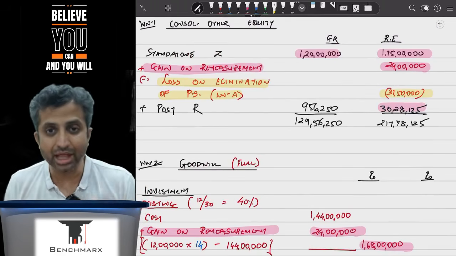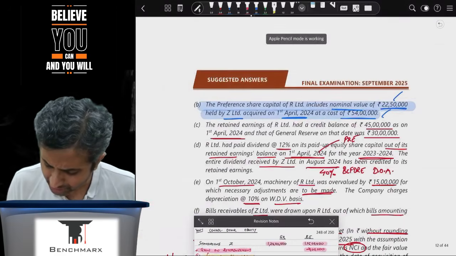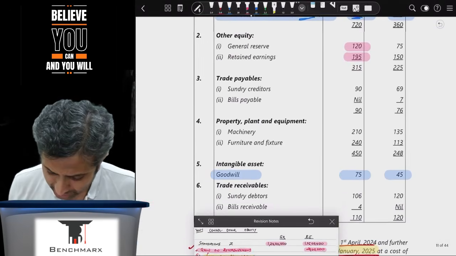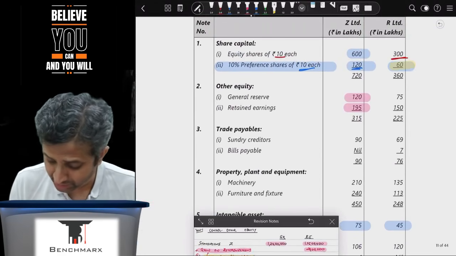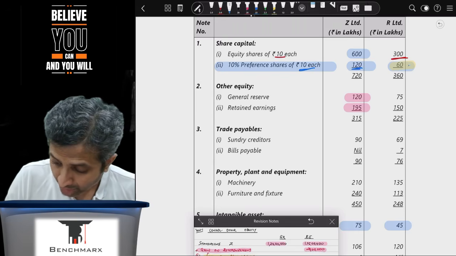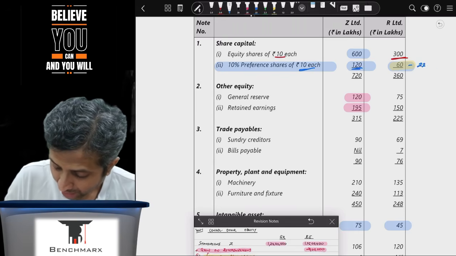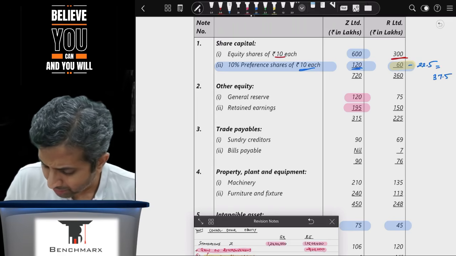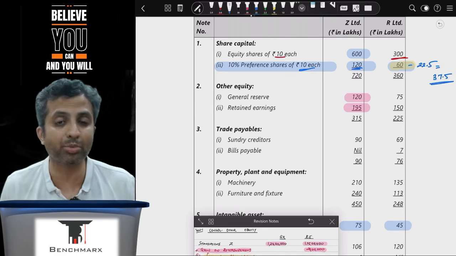That's fine. And then in the preference share capital, the subsidiary's preference shares were how much? Well, the subsidiary's preference shares were actually, if I go to see where this is, 60. Now out of 60, 22.5 has been eliminated, and hence you are left with another, I believe, 37.5. Now ideally, where will this 37.5 appear?